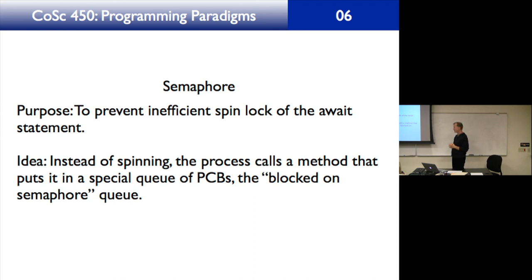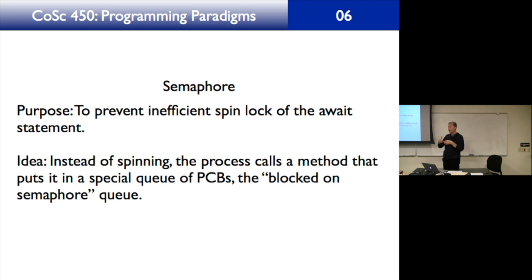What happens is, it's kind of interesting, the process itself can put itself in a queue. So instead of waiting for the operating system to put it in a queue, it can put itself in the queue. Do you see the idea? Because what does a spin lock do? A spin lock just keeps spinning until what happens? Until it's interrupted, by the operating system.